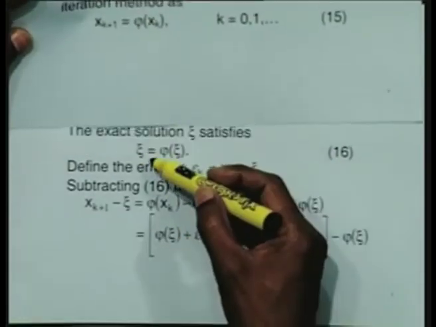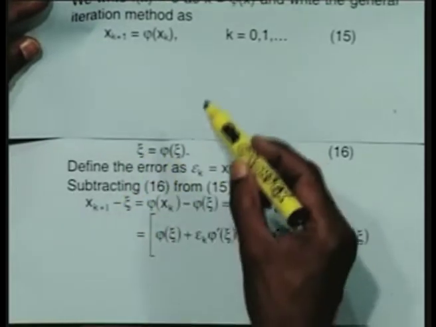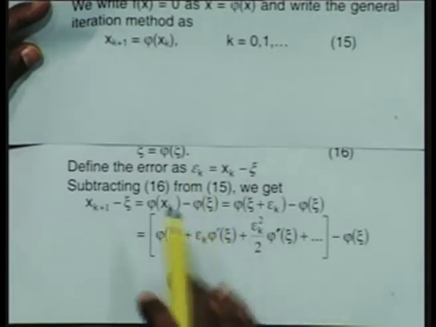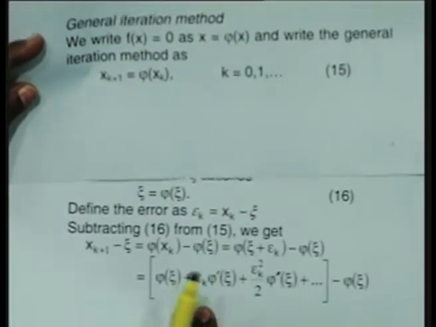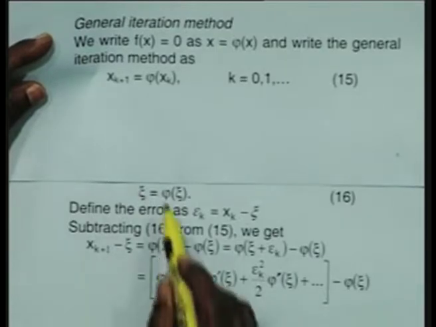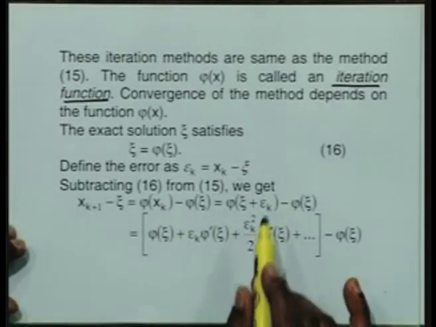We take this and take this, subtract these two: x_{k+1} minus xi on the left hand side, on the right hand side phi of x_k minus phi of xi. I have subtracted these two to get x_{k+1} minus xi is equal to phi of x_k minus phi of xi. Now, I will use the Taylor series expansion to find out what is the condition on phi of x such that this method converges.